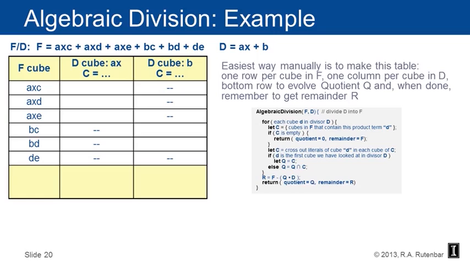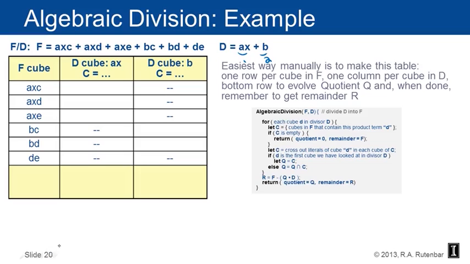And so there's a table here. And the table has three columns. It has the cube, something called the F cube, because we're going to do work on each cube of F. Then it has the D cube, and it has one column that says AX and one column that says B, because this algorithm is a cube-wise walk through the divisor. And there's two cubes in the divisor. So the first cube is AX, and the second cube is B. So we're going to walk in that order. And the rows of the table are for every cube of F, AXC, AXD, AXE, BC, BD, DE, and then there's a blank row at the bottom where we do the work.